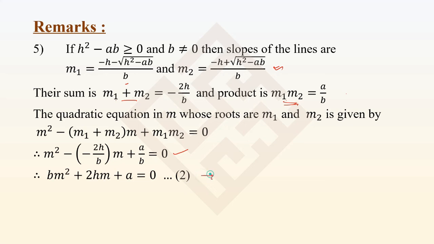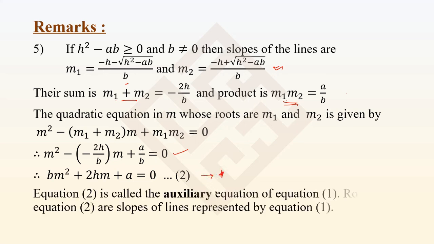This equation is quite very important. This equation, that is equation number 2, is called as the auxiliary equation of equation number 1. The roots of equation 2 are the slopes of the lines represented by equation number 1. तो अगर आपके पास equation है ax square plus 2hxy plus by square is equal to 0, ये auxiliary equation आप form कर सकते हो.